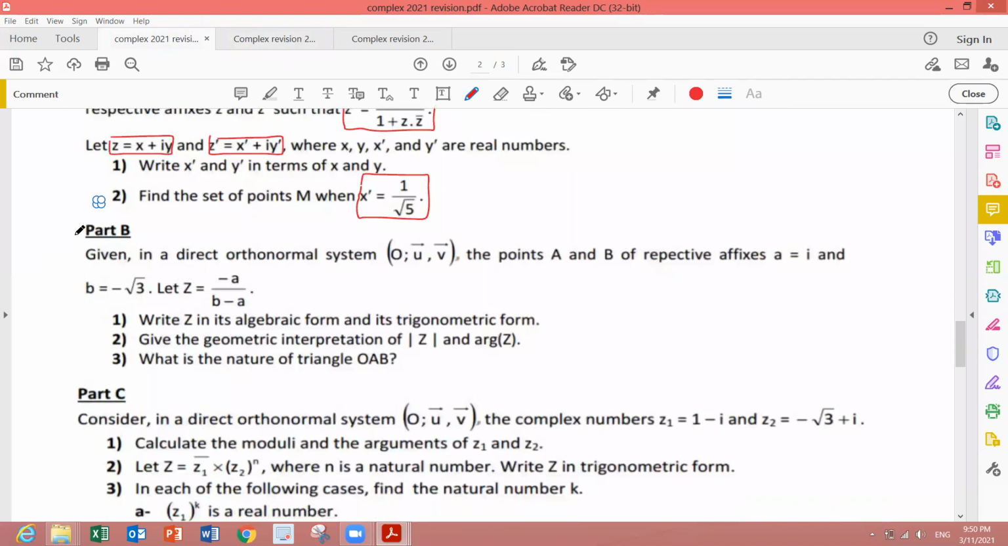Now part B. In a direct orthonormal system OUV, let A be a point of affix I, B a point of affix minus radical 3. And we have z equal minus a over b minus a. Write z in the algebraic form and in its trigonometric form.